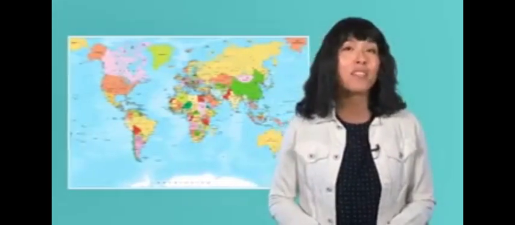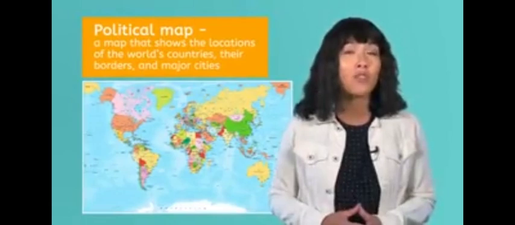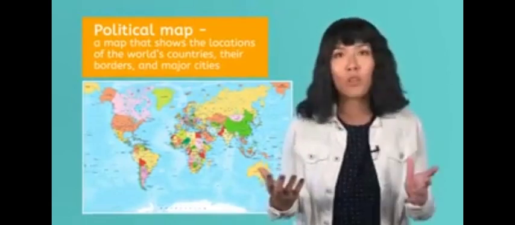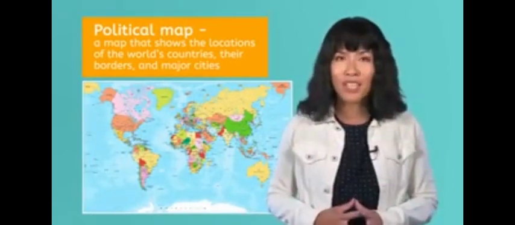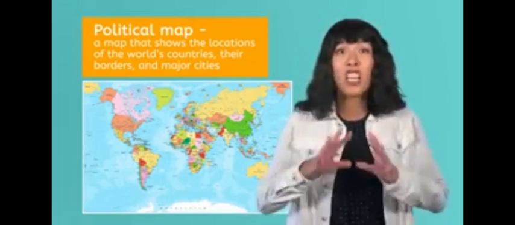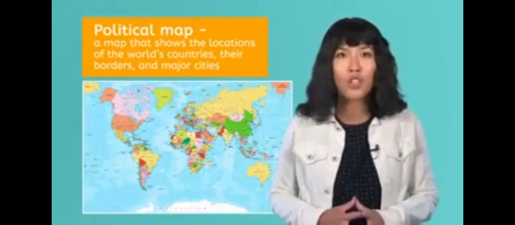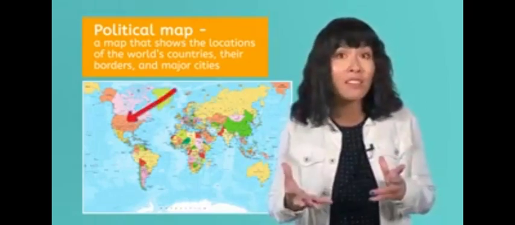The kind of map we see the most is called a political map. It shows the locations of the world's countries and their borders, and often has major cities labeled too. But as far as telling us what the world really looks like, political maps don't get more detailed than showing which parts of Earth are land and which parts are water.